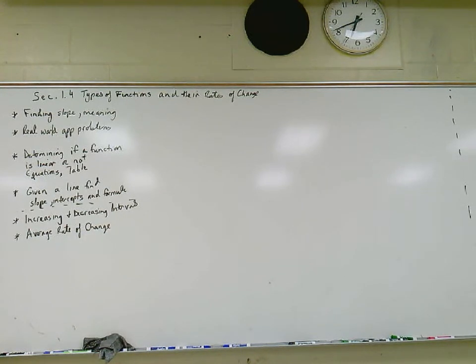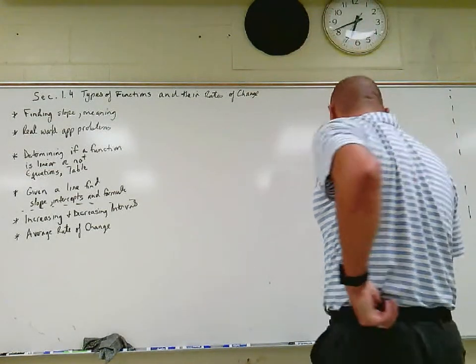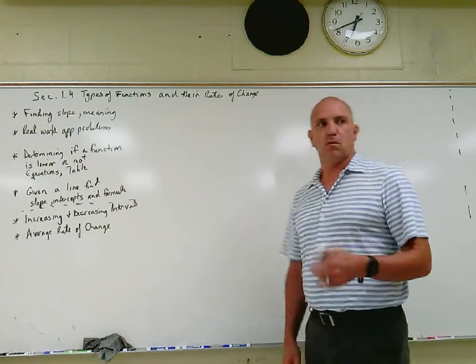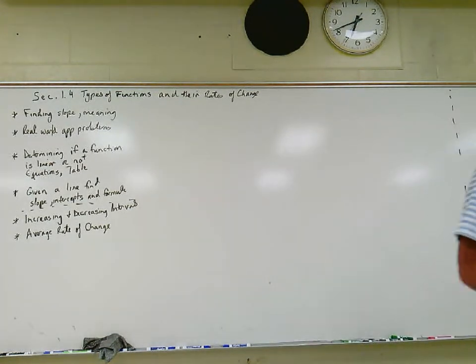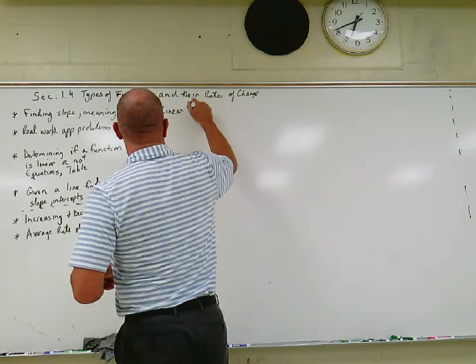So we're getting going with 1.4, types of functions and their rates of change. We'll get to rates of change a little bit as we move on. But basically, we'll start off with one of the easier functions that you can think about, a line, a linear function. So what's the basic form of a linear function?